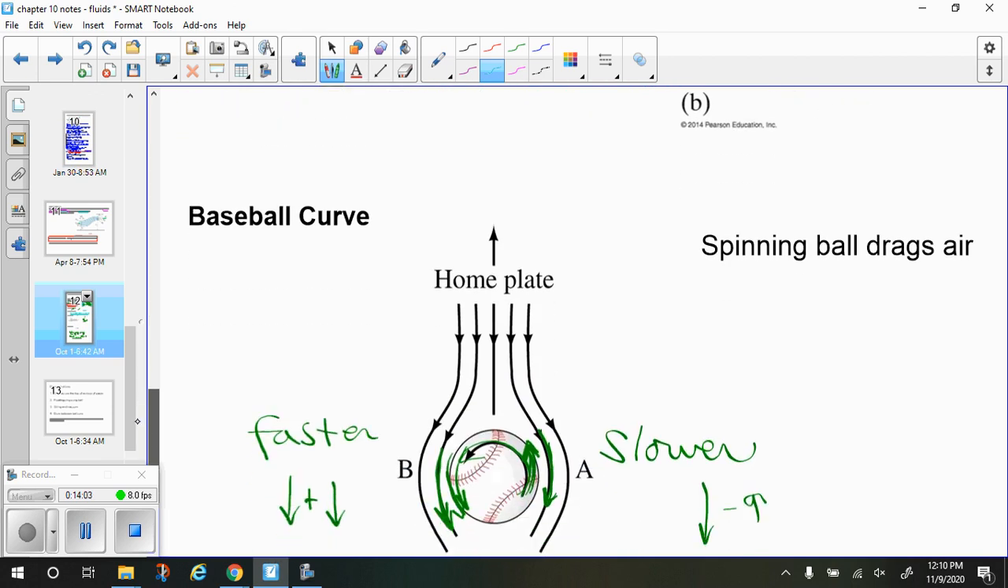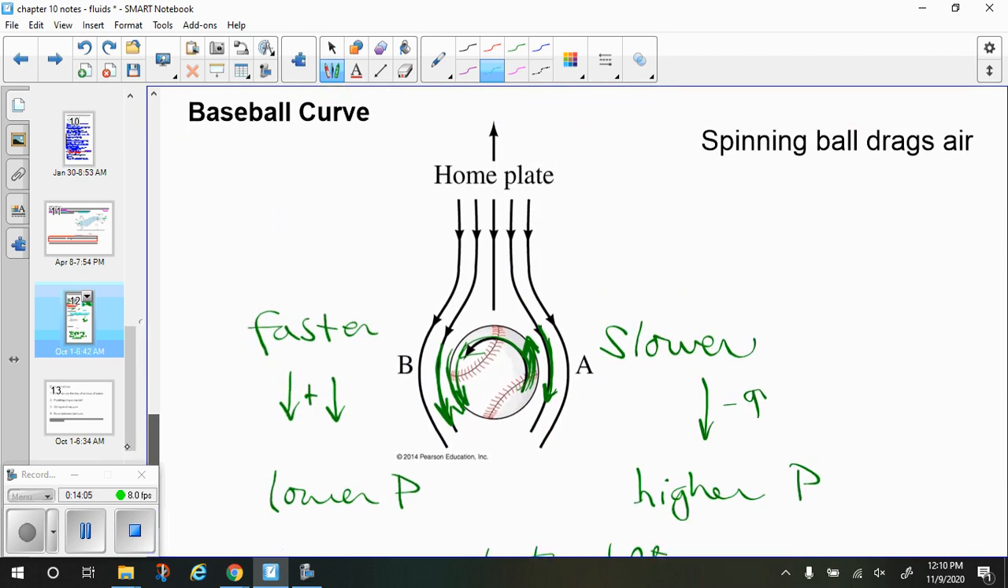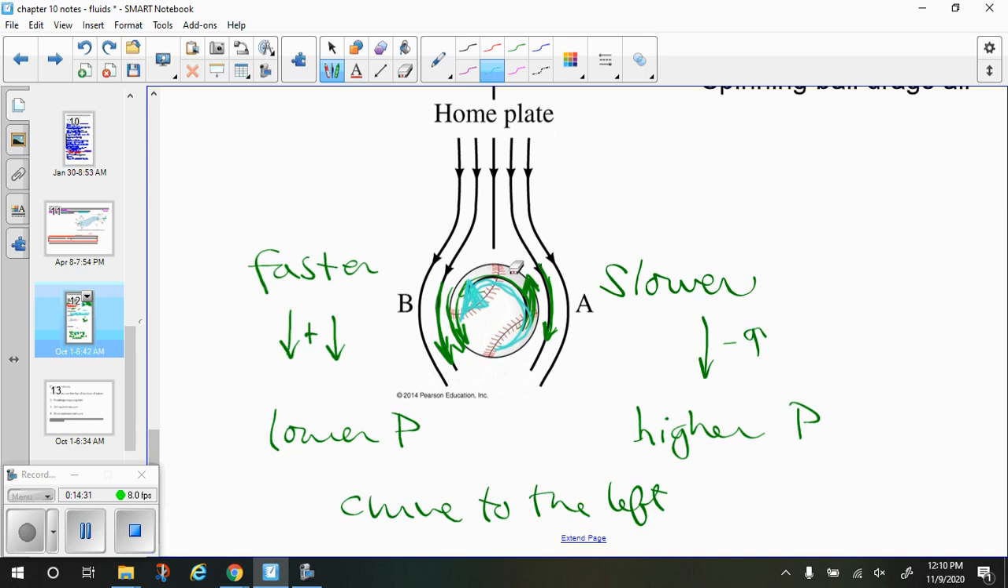I'm going to explain this one as well. We also have a baseball curve ball. This explains this as well. So let's say that we have this baseball and it's thrown towards home plate, and the pitcher puts a curve on it. So they actually put a spin on the ball. The way they release it from their hand causes it to spin. As it's spinning, it's kind of like dragging the air along with it. It has those little stitches, and so it drags the air along with it.